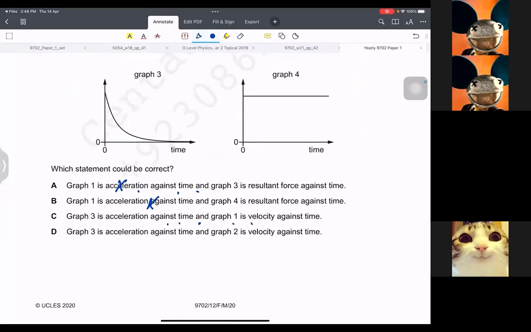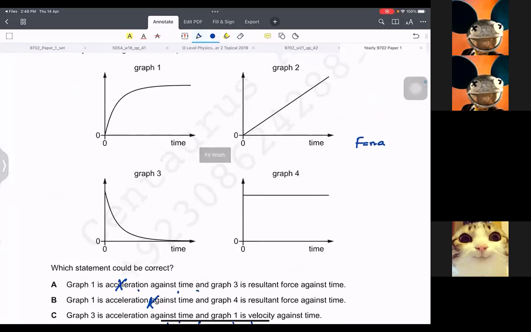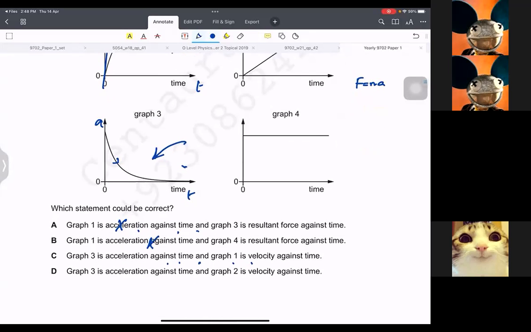acceleration against time. Graph 1 is the velocity against time. This is acceleration, this is velocity. So basically, if it was a velocity time graph, as you can see, acceleration is decreasing because of the tangents, and here the acceleration also decreases. This should be the correct answer.